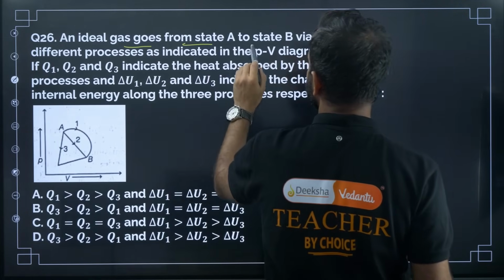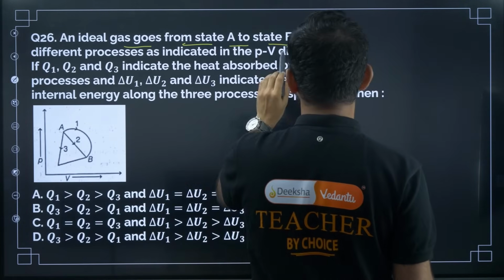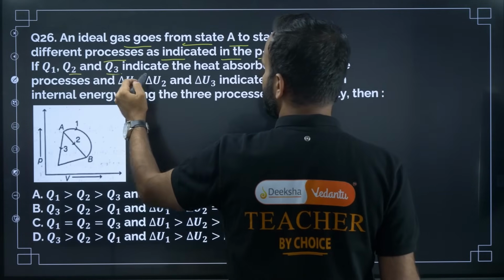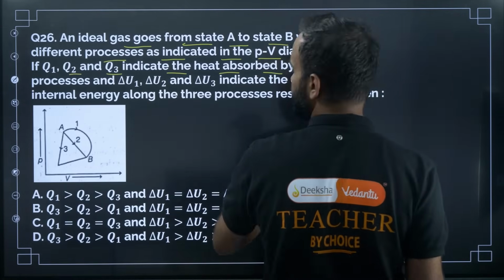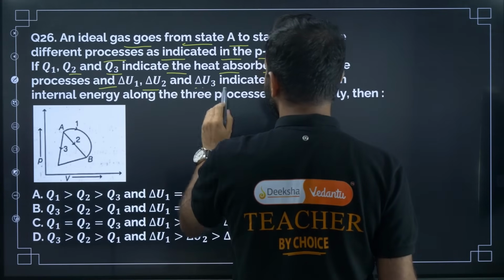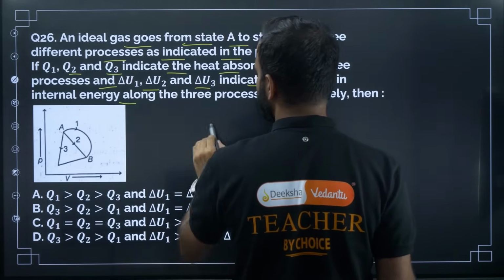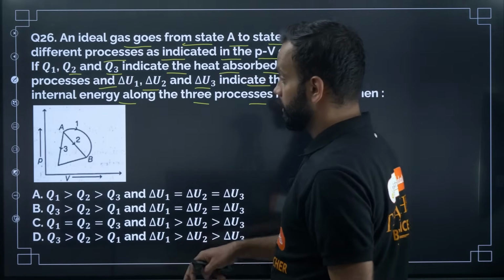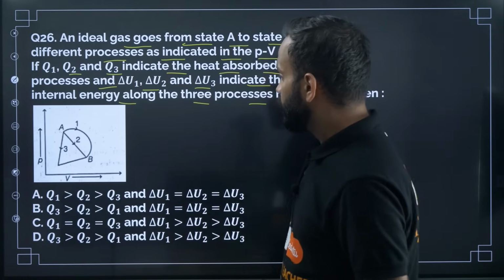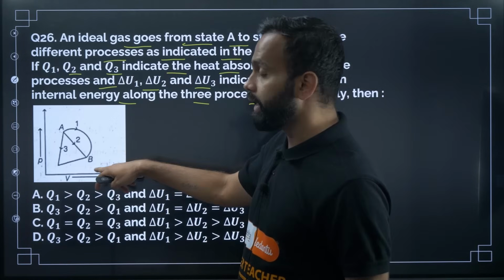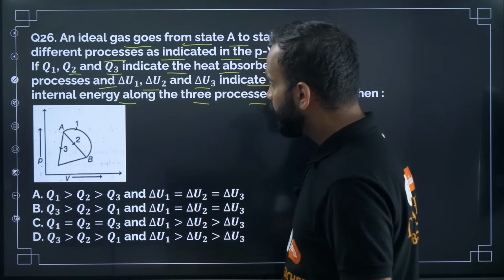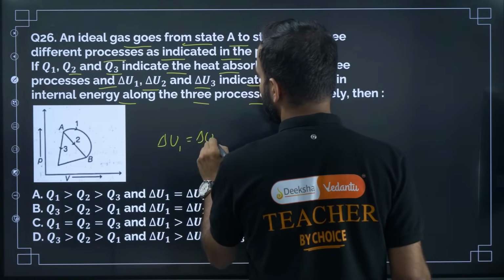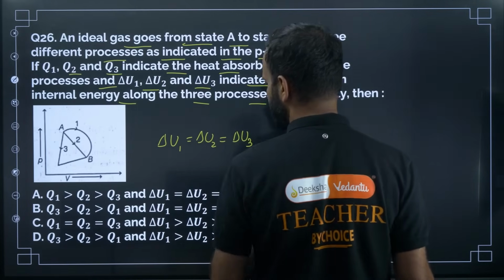An ideal gas goes from state A to state B via 3 different processes as indicated in the PV diagram. If Q1, Q2 and Q3 indicate the heat absorbed by the 3 processes, and delta U1, delta U2 and delta U3 indicate the change in internal energy along the 3 processes respectively, then. Internal energy does not depend on the path. So delta U1 is equal to delta U2 is equal to delta U3.